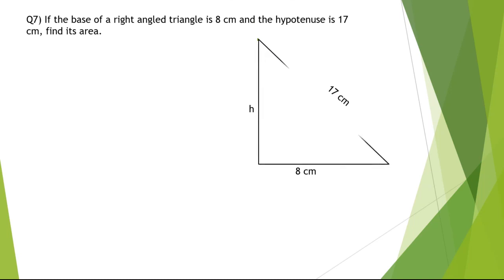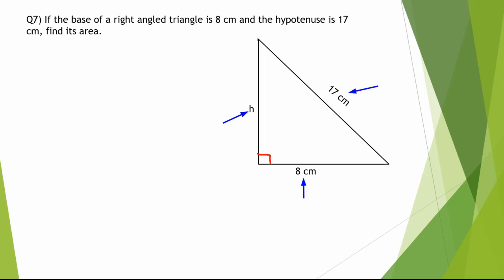So now you must recall Pythagoras theorem, which you have studied, because in a right angle triangle we can apply Pythagoras theorem, as you know. So here we are given the hypotenuse, we are given one side, so we can take that as base, and this perpendicular we can take as height.